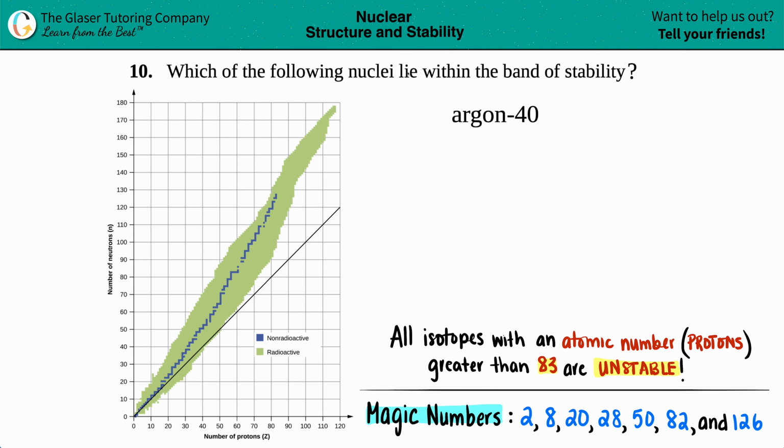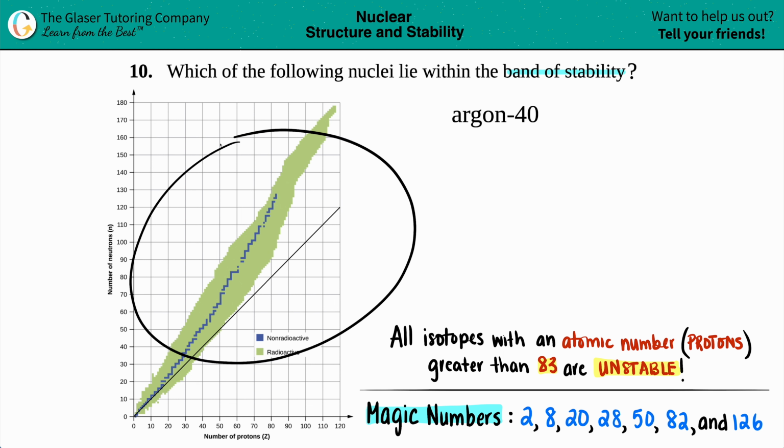10. Which of the following nuclei lie within the band of stability? And then we have argon-40. Okay, so is argon-40 a stable or unstable isotope? If it's stable, it will be in the band of stability, which is basically this diagram right here.